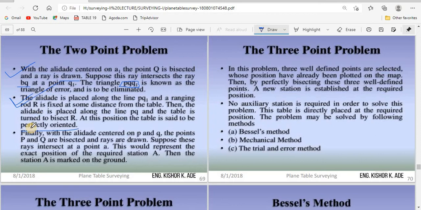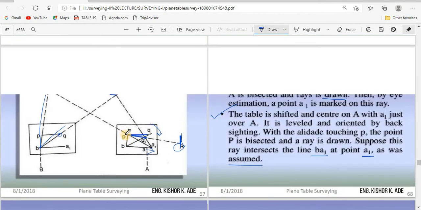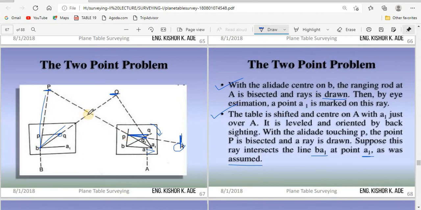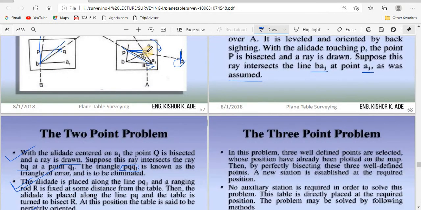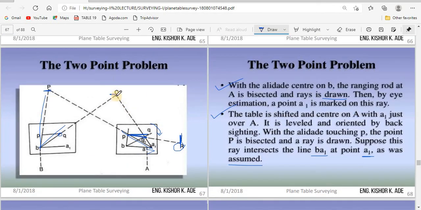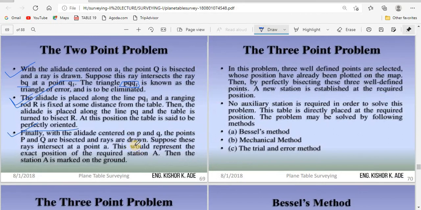After that, finally, with the alidade centered on P and Q, again keep the alidade at point P, bisect the ranging rod at P, and draw a ray towards BA1, and similarly keep the alidade at point Q, bisect the point Q and draw a ray at line BA1. Finally, the alidade is centered on P and Q. These points P and Q are bisected and the rays are drawn. Suppose these rays intersect at A. This will represent the exact position of the required station A.